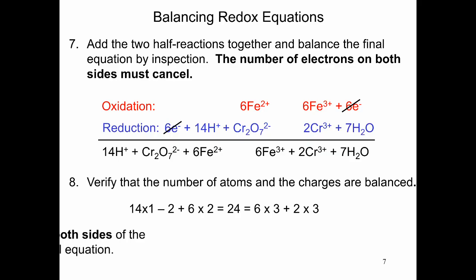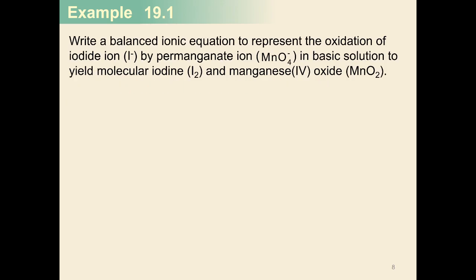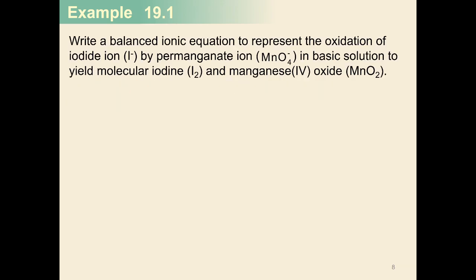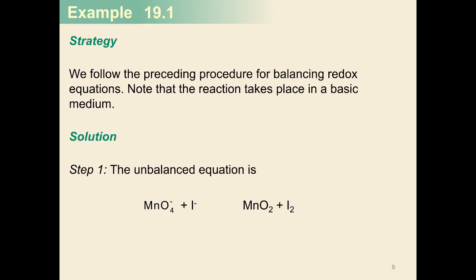So this is for the acidic solution. You don't have to learn the two, because some books and references will tell you this is for the acidic, this is for the basic. But one way to simplify life is to remember one and then convert from the other. So you have the unbalanced equation: permanganate plus iodide to form manganese oxide and iodine.